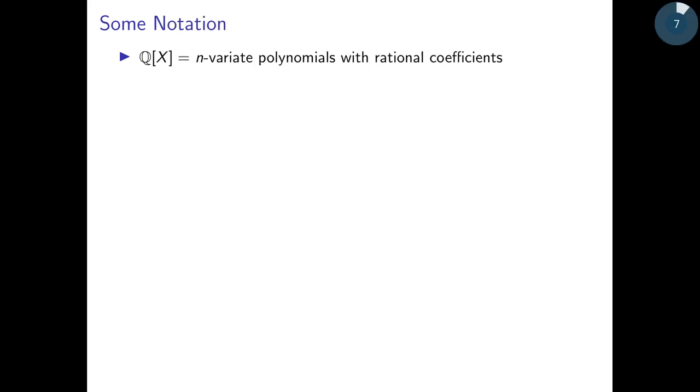Throughout the talk, I denote by Q[X] the space of n-variate polynomials with rational coefficients. Often we'll be interested in polynomials that are homogeneous of degree k, meaning they're a sum of monomials, all of which have the same total degree, k. I'll denote this space by adding the subscript k.